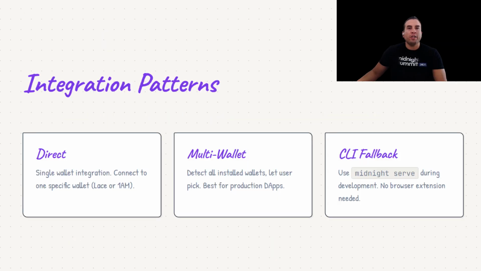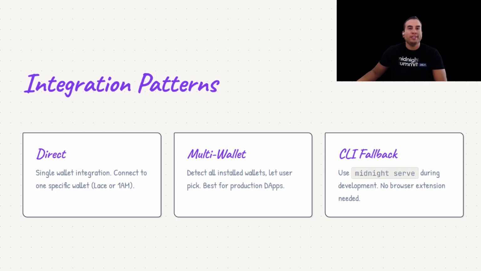There are 3 integration patterns you should know about. First, direct integration. You connect to one specific wallet, maybe just Lace or just 1AM. Simplest approach, good for prototyping. Second, multi-wallet. You detect all installed wallets. Show a picker, let the user choose. This is the best pattern for production DApps. Support everything. Let the user decide.